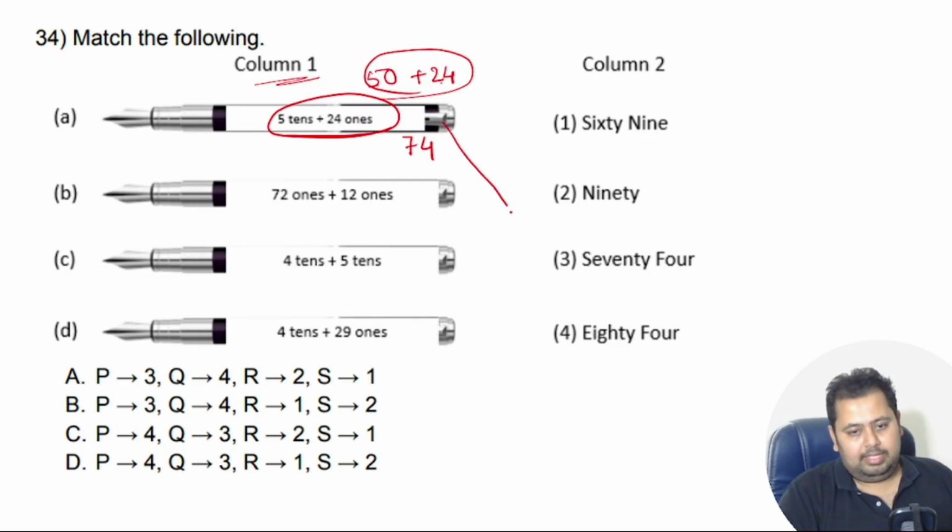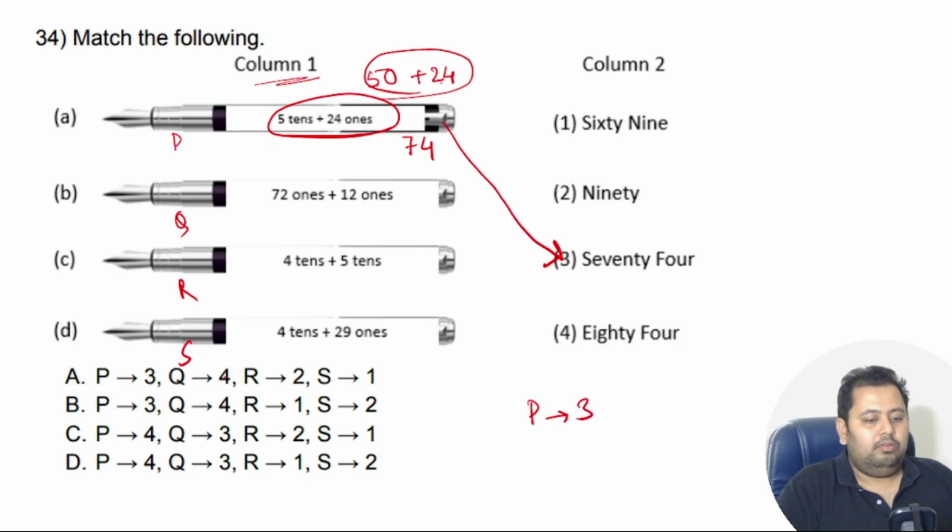So this matches A. Okay, so this is P, right? This is P, this is Q, this is R, and this is S. I'm so sorry, I think this was missed out. So P is nothing but 3, right? P is 3. Now, that means this and this cannot be the answer.